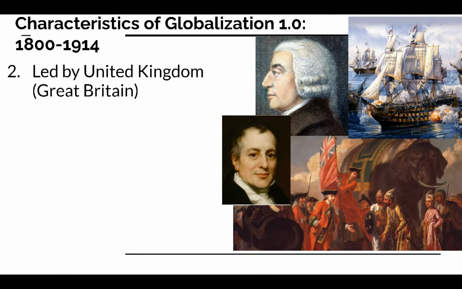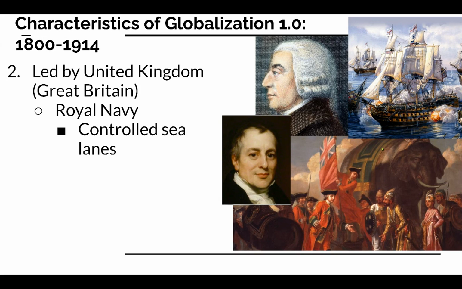Second characteristic, there's a reason the Union Jack was on the very cover slide of this set of notes. It was led by the British. The Royal Navy was a global naval force. It controlled all of the important sea lanes. Those would be places like the Strait of Hormuz, the Strait of Malacca, the coasts of Africa, for example. All of that was patrolled and kept open by the Royal Navy.